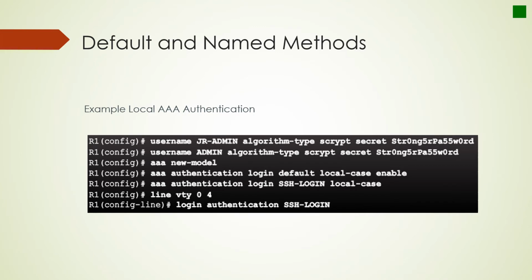Once you're through with those setups that are done in the global configuration mode, to apply the AAA, for example, in SSH, you go to line vty 0 4 and then you type the line login authentication SSH login. If you were to apply it for console, then you go to line con 0 and type login authentication and then the login name.